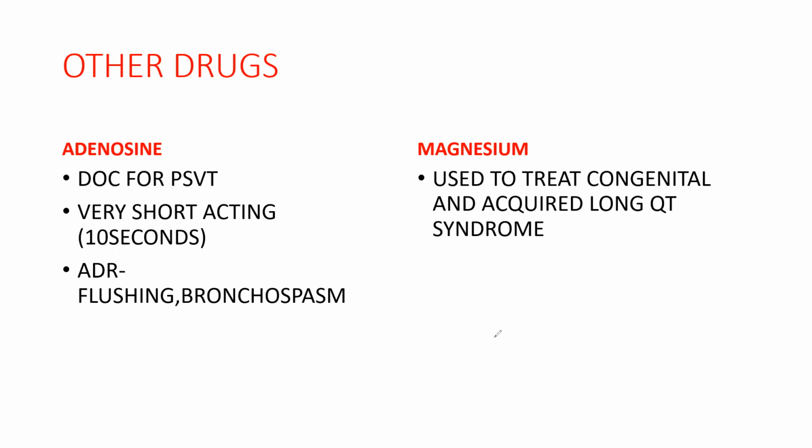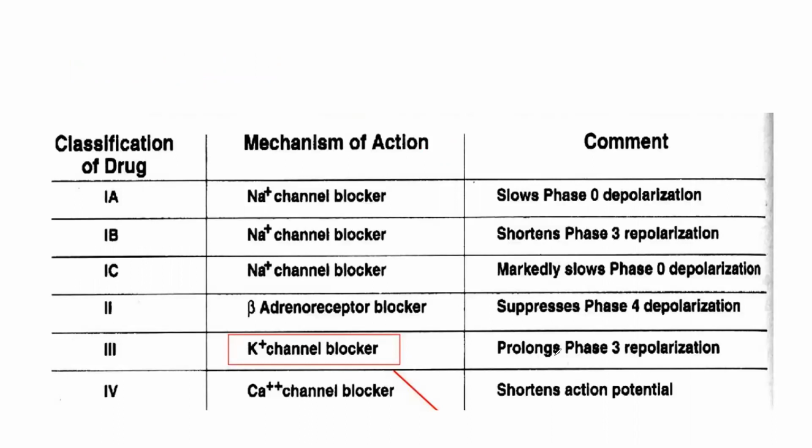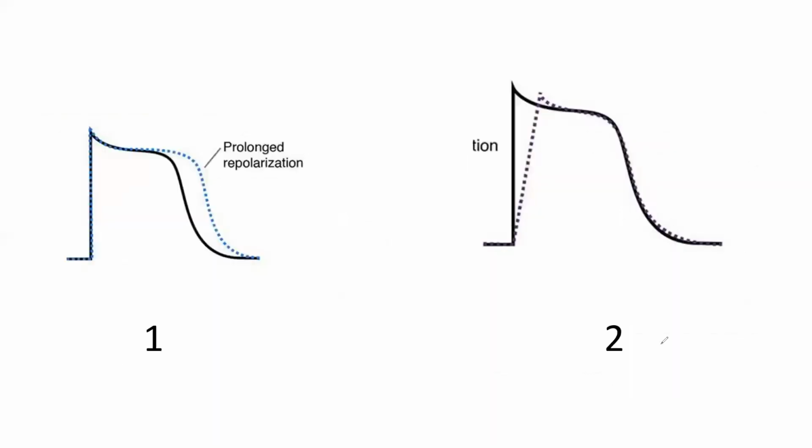And coming to magnesium, it is used to treat congenital and acquired long QT syndrome. So if anybody asks what is the role of magnesium in arrhythmias, you can just write congenital and acquired long QT syndrome. And this is just like a rapid glimpse: classification of drugs, mechanism of action, and the properties I told, like slowing down phase 0, shortening phase 3, and so on. You can make it like a tabular column.